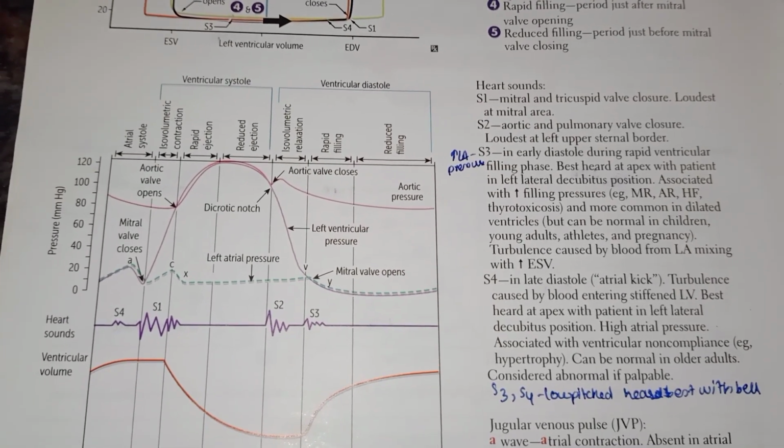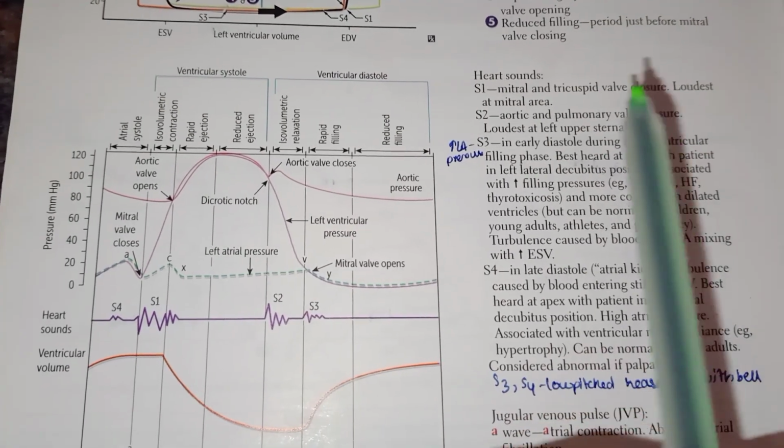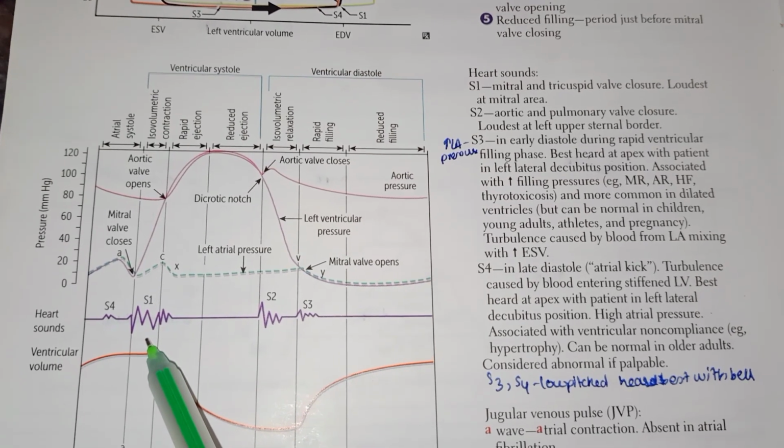First we need to discuss the heart sounds. The first heart sound is S1. It is produced when the mitral and tricuspid valves are closed, and it is loudest in the mitral area.